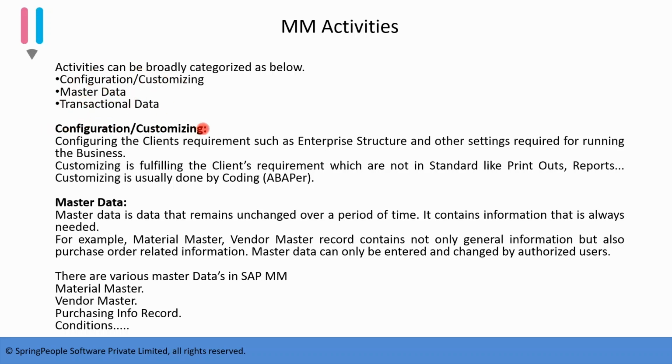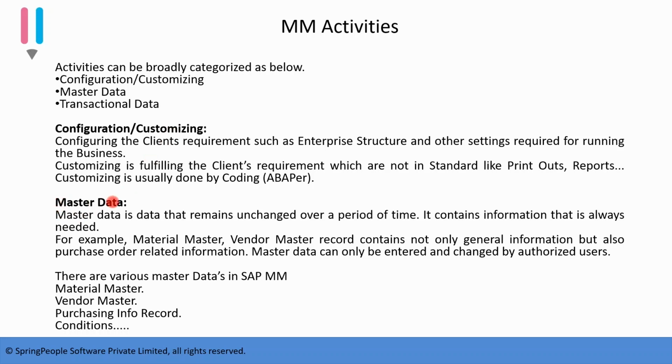What do you mean by configuration and customizing? Config means configuring the client's requirement, such as the enterprise structure of any business, and other settings required for running the business. These are your standard settings. Customizing is fulfilling the client's requirements which are not in standard, like printouts, reports, and so on. Customizing is usually done by ABAPer coding. This is your configuration and customizing.